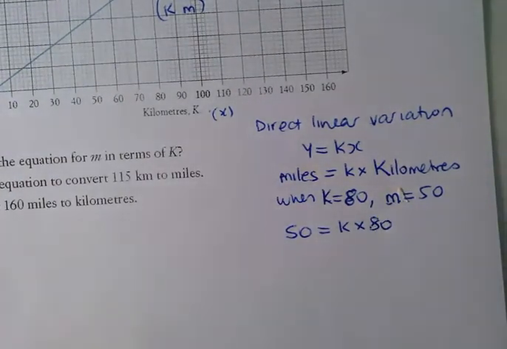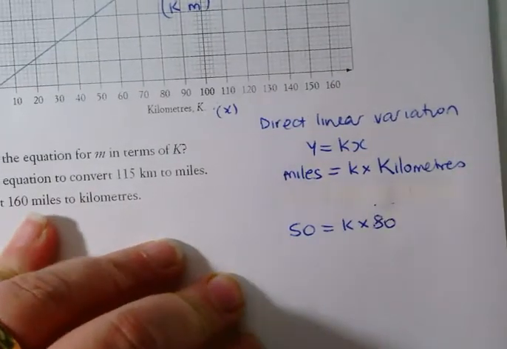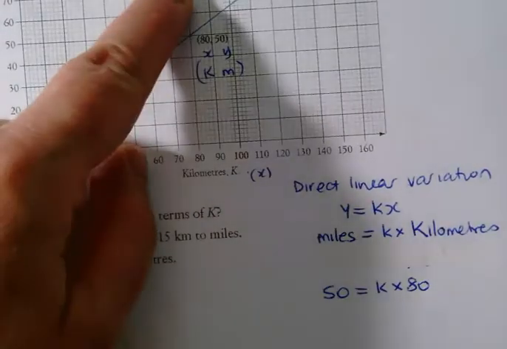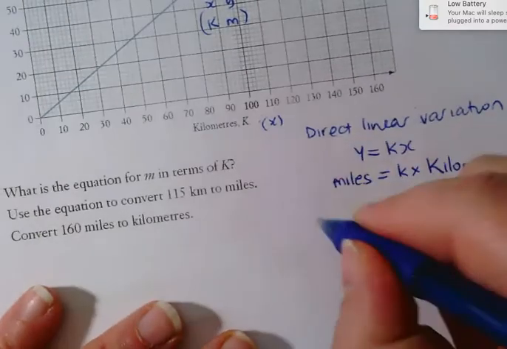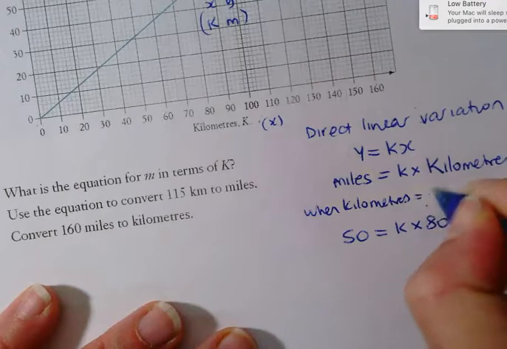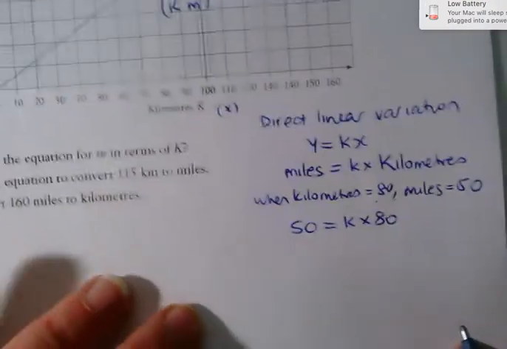So 50 equals K times 8. This is a bit clearer. I don't think I've been very clear. So we can see that 80 kilometers is here, 50 miles. So when kilometers is equal to 80, miles equals 50.